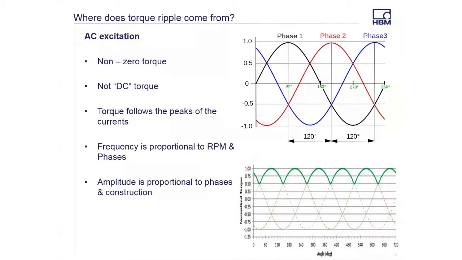But the torque is following the peaks of the current. The frequency of the torque ripple is going to be proportionate to the RPM. So the faster this fundamental frequency is going, the faster our torque ripple is going to come. And the more phases there are, the more ripples there are going to be per mechanical rotation. So if we have a six-phase machine, we're going to have 2 times more ripples than we would have with a three-phase machine. And there's going to be some amplitude adjustment there too. The six-phase machine might have half the amplitude but twice the frequency, and vice versa. So things to be considered, but a lot of the ripple component does come from the AC excitation.